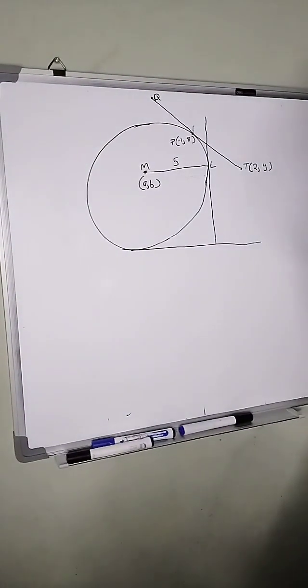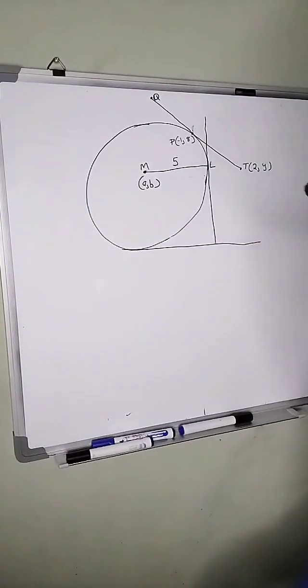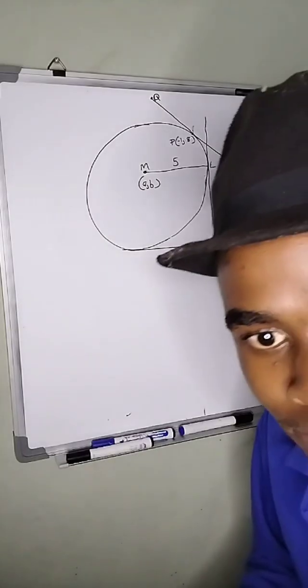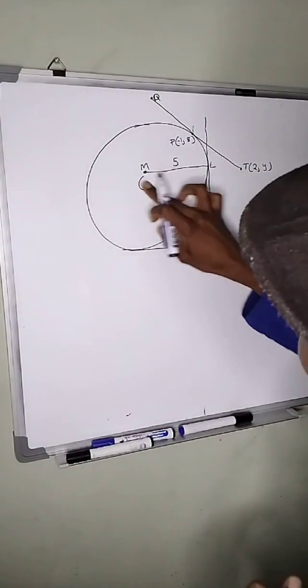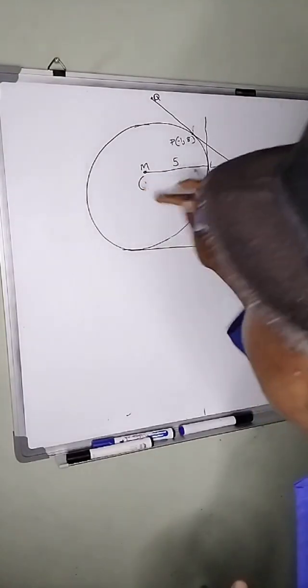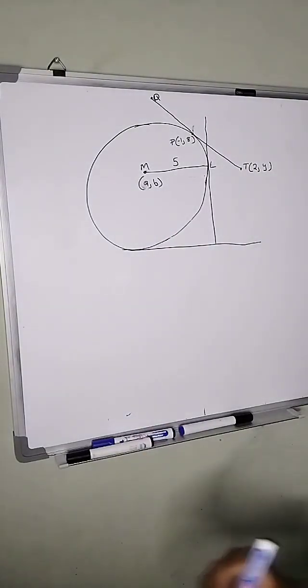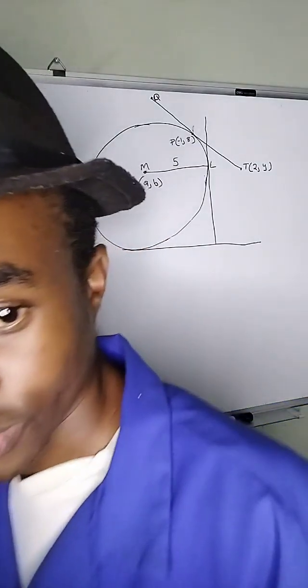Tangent from the same point. Is it B or A? Is it B or 8 or 6? No, it's B, my friend. It's going to be B. This is A is to B.